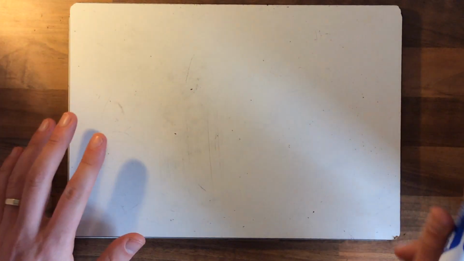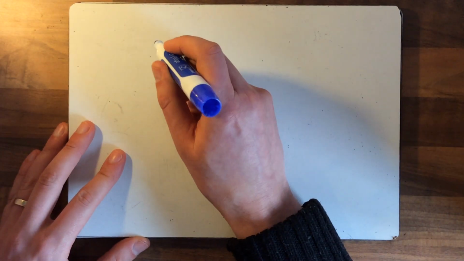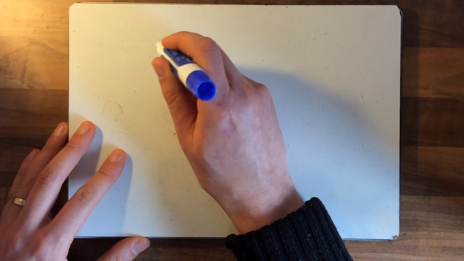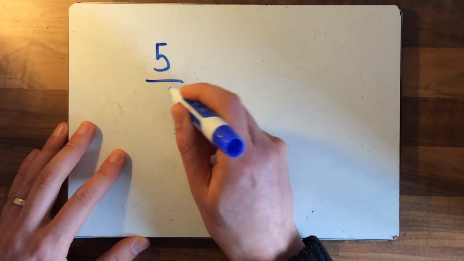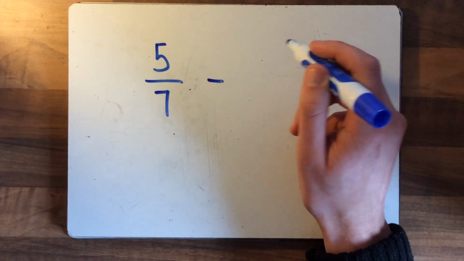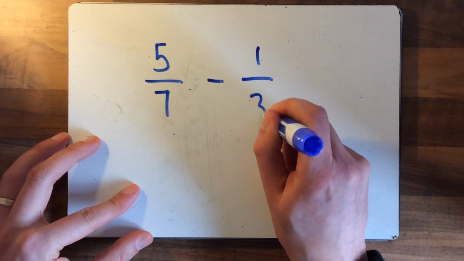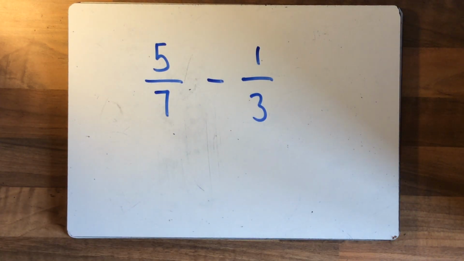So could you have a go at this one for me? We'll do a subtraction this time. So let's have a go at 5/7 and we'll subtract a third. So remember, you want to get those denominators to the same number and then you can begin to solve this. So if you pause the video there, year 6, have a go at this one and then unpause it and see if you got it right.